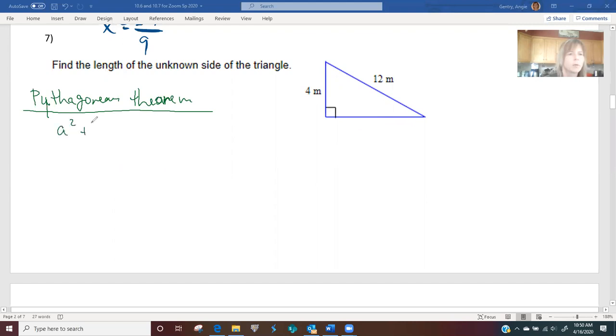A squared plus B squared equals C squared. If you have a right triangle, C is always the hypotenuse, okay? So the longest one is always the hypotenuse.